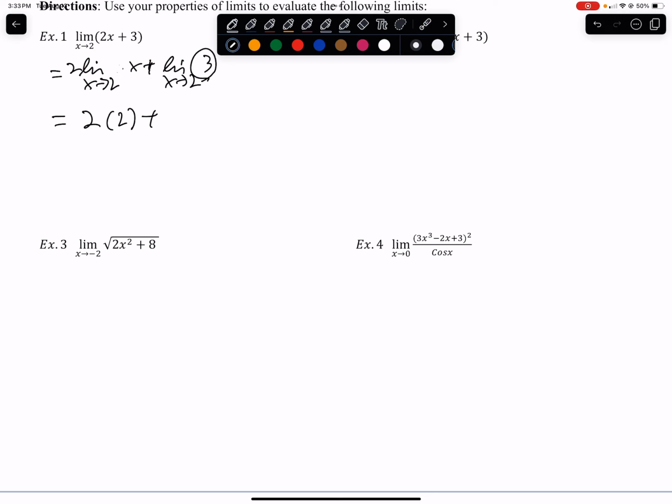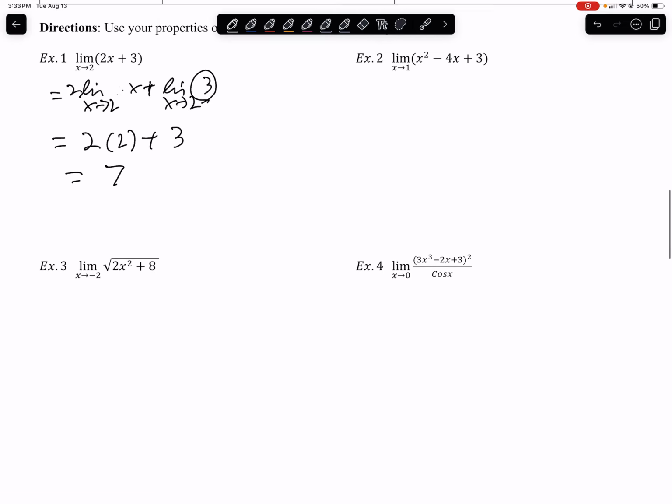And this is a constant. That limit is just going to be 3. So we get an answer of 7. All right, let's just keep going. You can pause and try these.